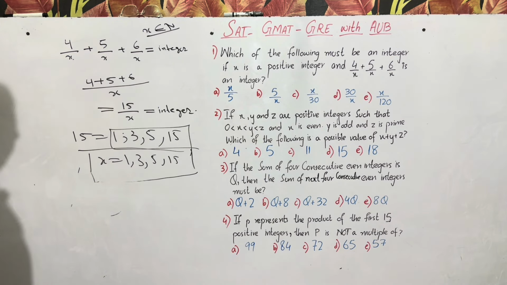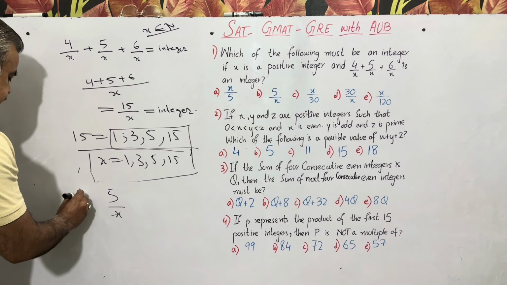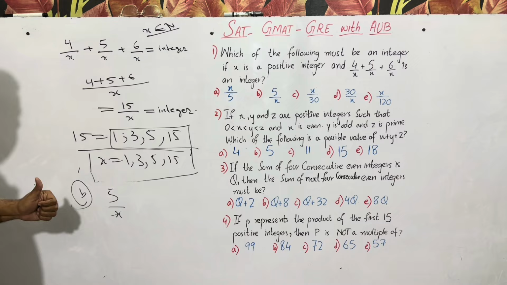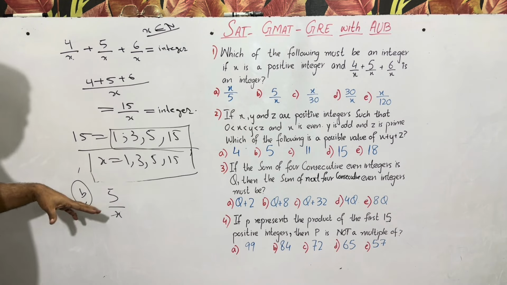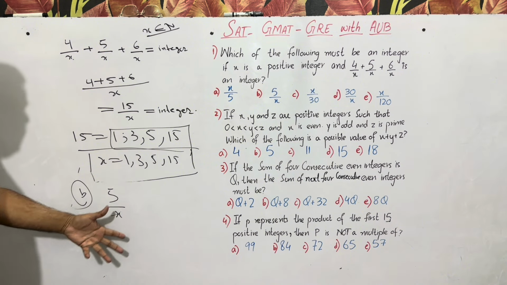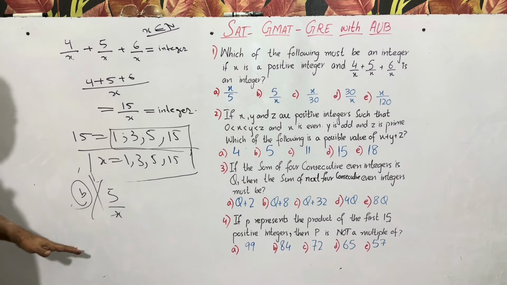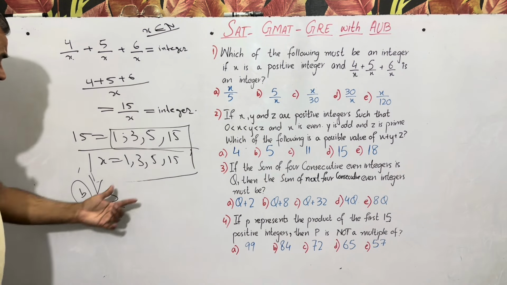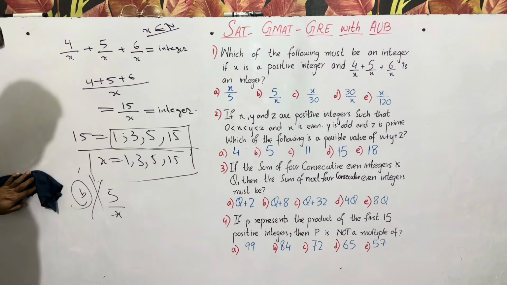Eliminate option A. Option B, 5 over x. 5 divided by 1, it is an integer. Good. But 5 divided by 3 is not an integer. 5 upon 5 is an integer. 5 upon 15 is not an integer. So this possibility works 50-50, meaning 5 over x doesn't give an integer overall on these 4 possibilities. Eliminate option B as well.